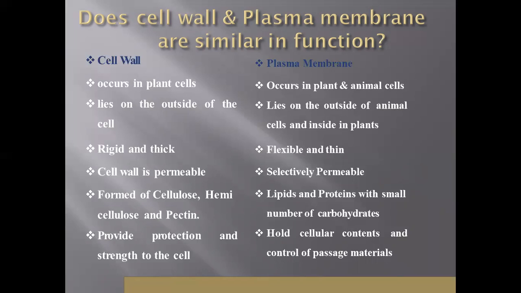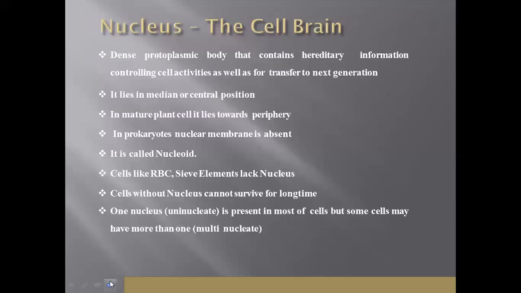Whereas on the other hand, plasma membrane occurs in plants and animal cells, lies on outside of the animal cell and inside in the plant cell. It is flexible and thin. Plasma membrane is selectively permeable. Plasma membrane is made up of lipids and proteins with small amount of carbohydrate as well. Plasma membrane holds cellular contents and controls the passage of material. It is not permeable like the cell wall.